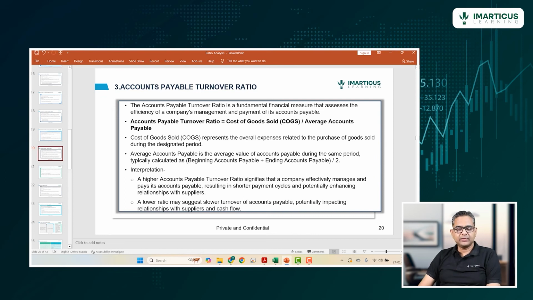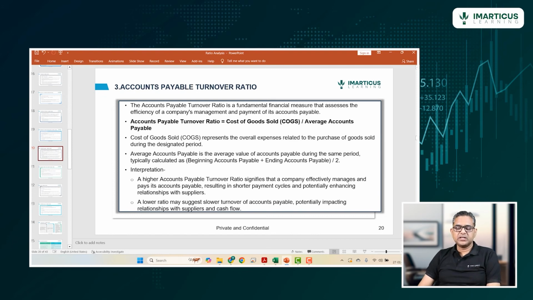Accounts payable turnover is a fundamental financial measure that assesses the efficiency of a company's management and payments of its accounts payable. It is calculated as COGS upon average accounts payable. Again, it is a mixed ratio: one item is taken directly from the income statement, which is for the period, and for the other item, which is taken from the balance sheet, we have taken the average value to make it synchronized with the numerator, which is for the period.